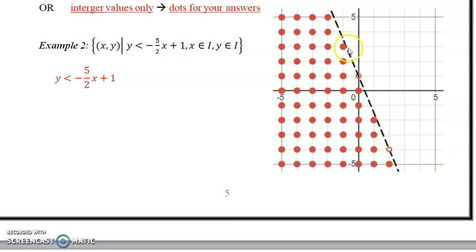I'll draw my line. Remember, this line doesn't really exist here. This just helps me show where I can put my integer points. The black line is just there to show me where I can put my points, right? Now remember, it's all the y values less, so it's going to be left and down. So then we put in all of our points. I know it's tedious, but there are all the integer values for the graph.